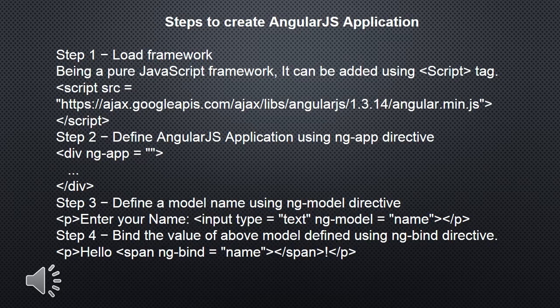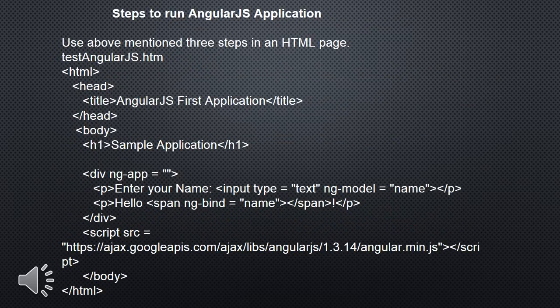P enter your name, input type equals text ng-model equals name /p. Step 4 - bind the value of above model defined using ng-bind directive. P hello span ng-bind equals name /span !/p. Use above mentioned 3 steps in an HTML page.